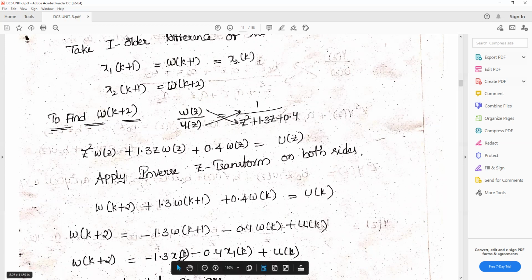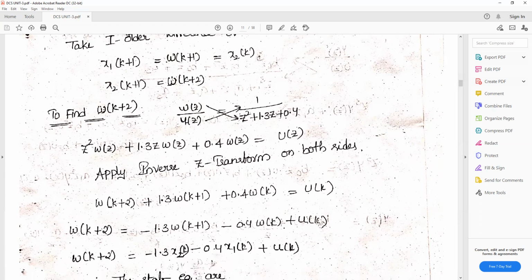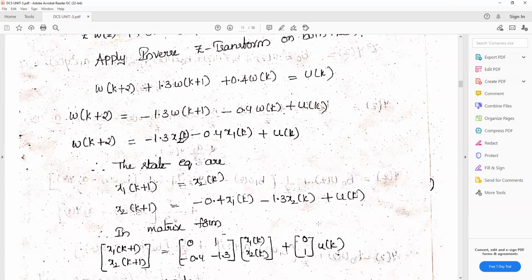Keep omega of k plus 2 on the left and send the remaining terms to the right side: minus 1.3 omega of k plus 1 minus 0.4 into omega of k plus u of k. So omega of k plus 2 is equal to minus 1.3, where omega of k plus 1 is x2 of k and omega of k is x1 of k, plus u of k. The state equation: x1 of k plus 1 is equal to x2 of k.